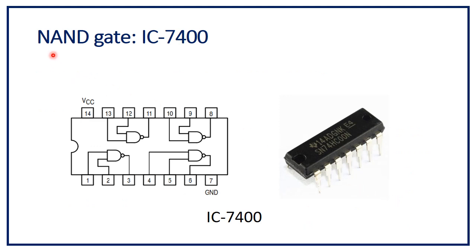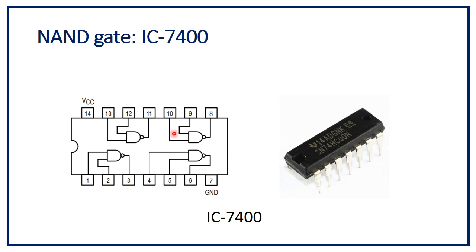Now we will see the NAND gate IC. The IC number of the NAND gate is 7400. The NAND gate IC is again a 14 pin IC. It has 7 pins on one side and 7 pins on the other side. Pin numbers 1 to 7 and 8 to 14. Pin number 7 is ground and pin number 14 is VCC.